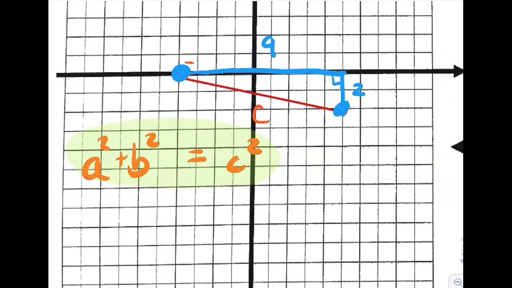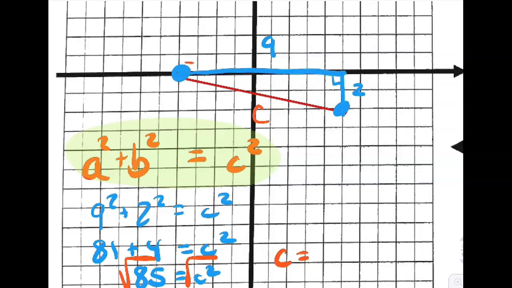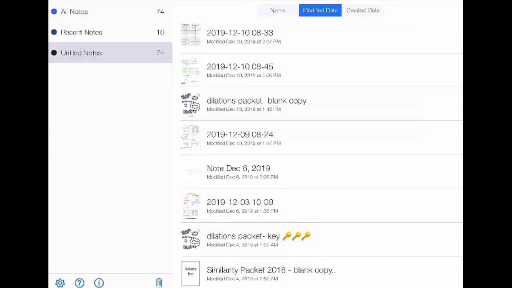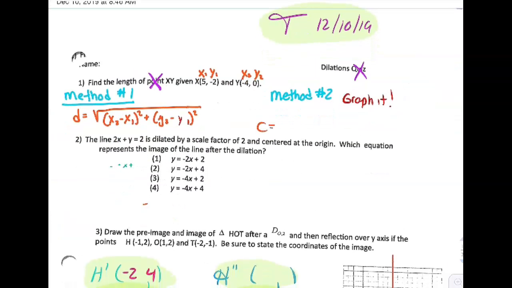So you just do Pythagorean theorem with 9 squared and 2 squared, which is 81 and 4, which is 85 equals c squared, and take the square root of both sides, and it's radical 85. And believe it or not, that doesn't break down. There's no perfect square factor that goes into 85. So radical 85 is your answer. All done with the Pythagorean theorem.